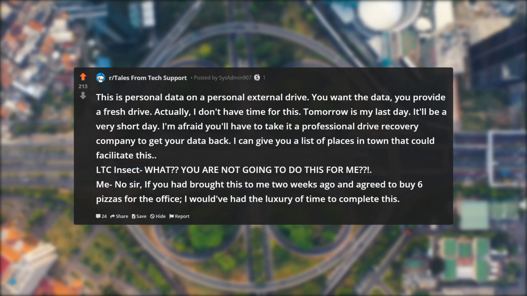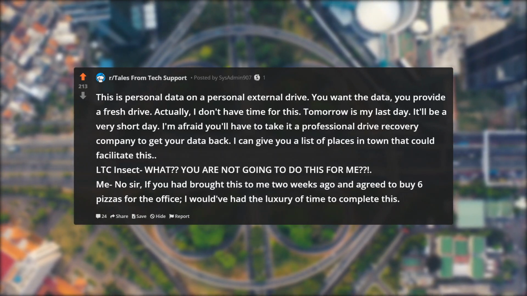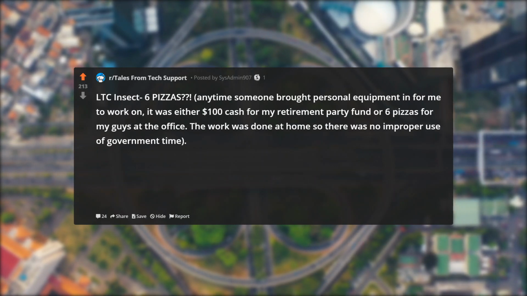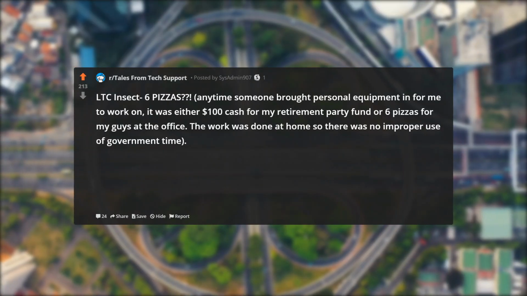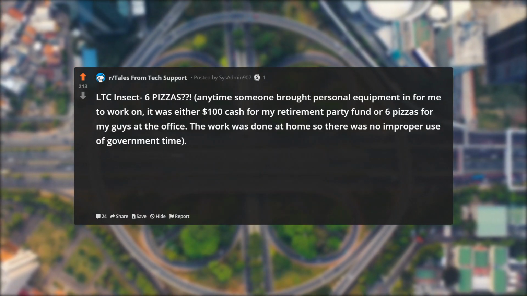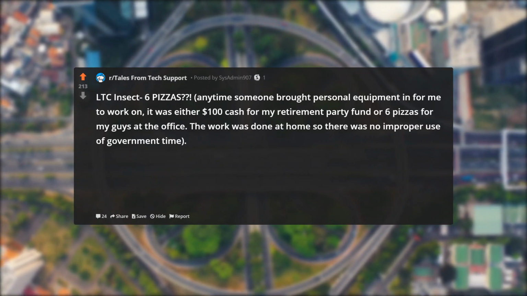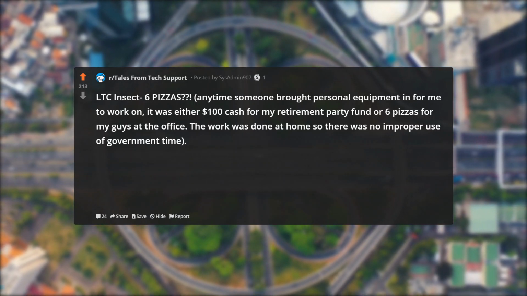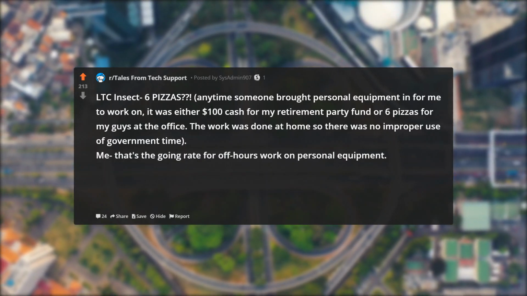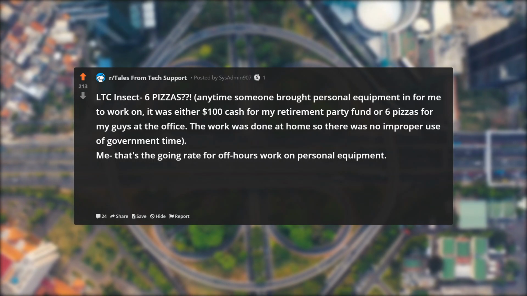Me: No, sir. If you had brought this to me 2 weeks ago and agreed to buy 6 pizzas for the office, I would have had the luxury of time to complete this. LTC Insect: 6 pizzas? Anytime someone brought personal equipment in for me to work on, it was either $100 cash for my retirement party fund or 6 pizzas for my guys at the office. The work was done at home, so there was no improper use of government time. Me: That's the going rate for off-hours work on personal equipment.